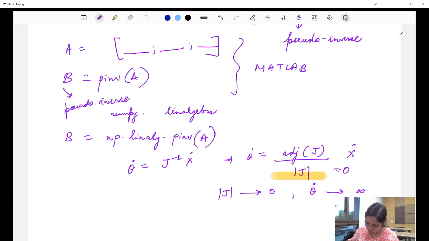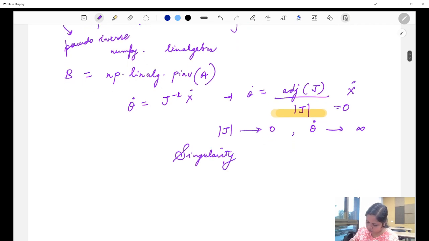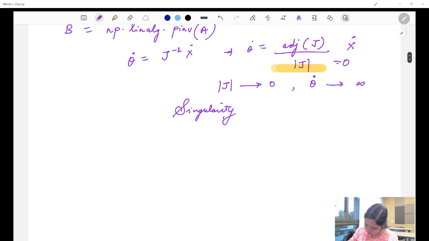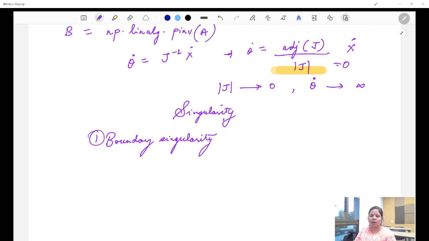Okay? So this is known as singularity. Okay? So there are two types of singularity. You have already read this, right? It is boundary singularity. And what is meant by boundary singularity?